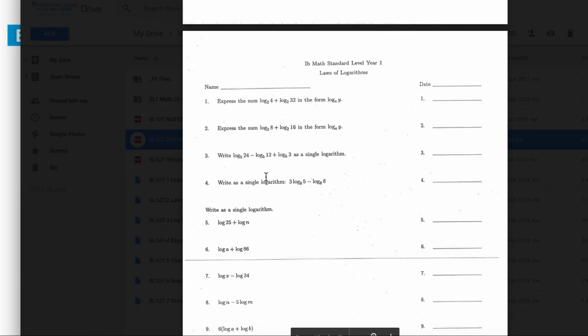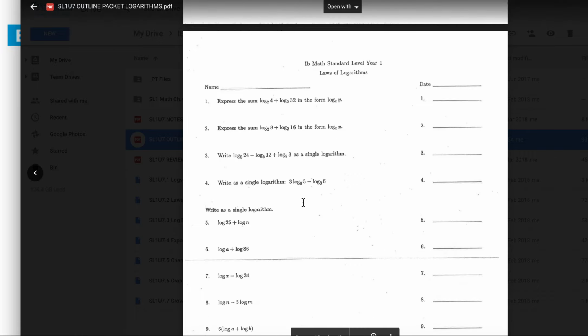You could try law of logs. The notes are up on the VLE. You can check out those if you're not sure, but carry on without me.